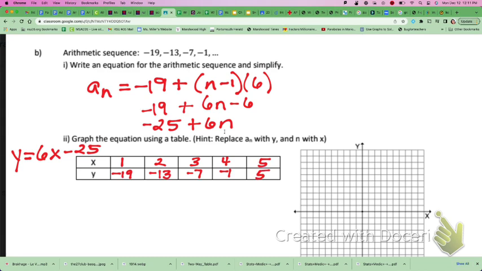Let's get that on there. 1, 2, 3, 4, 5. 1, 2, 3, 4, 5. 4, negative 1. 3, negative 7. Usually 3 points is enough to get a rough idea of what your graph's doing. And then make your line. Okay? Questions?